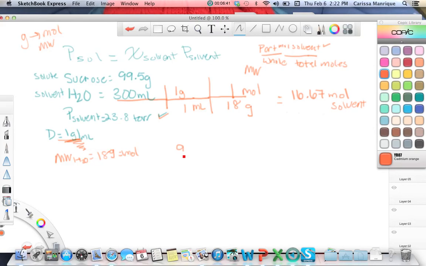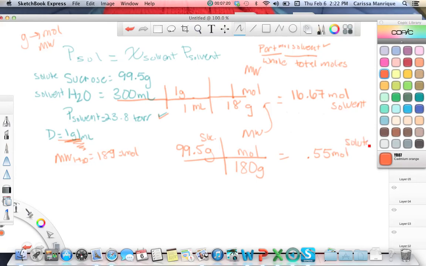I have 99.5 grams of sucrose, okay? But remember, how do I go to a mole? Because I want moles, I use the molecular weight again, just like I did up here. The molecular weight of sucrose is 180 grams per mole, and I got that by just adding up the formula of sucrose. So if I go 99.5 divided by 180, I get 0.55 moles. This is of my solute.